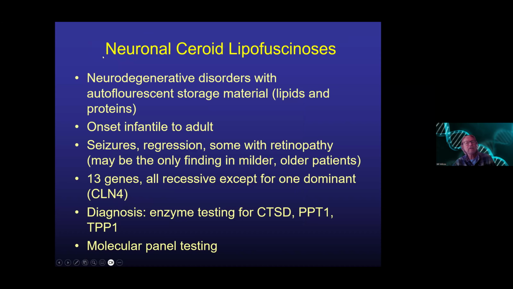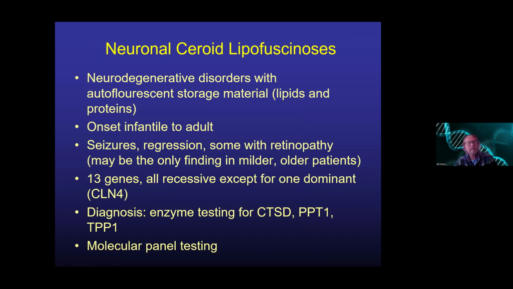So, turning to neuronal ceroid lipofuscinosis, this is a lot of different disorders. These are all neurodegenerative, and they have autofluorescent storage material. That's what defines the lipofuscinosis. And it contains lipids and proteins in the stored material, which is often fingerprint-like under the electron microscope.